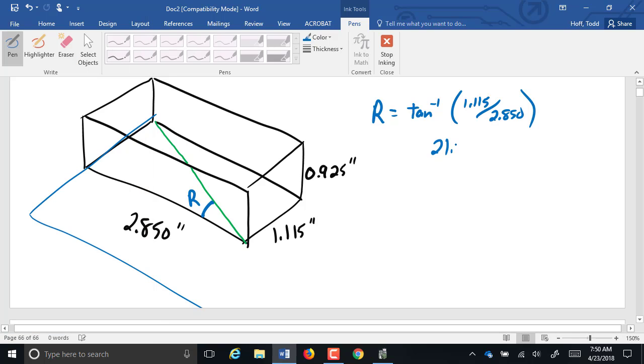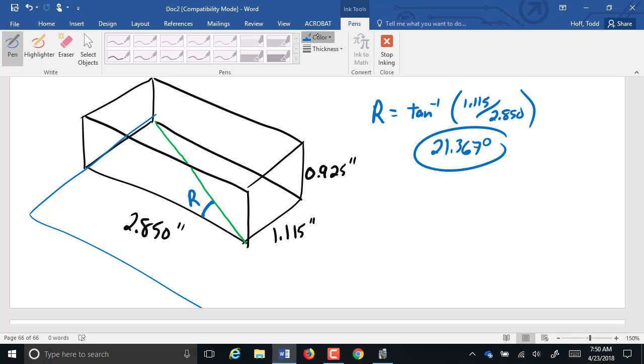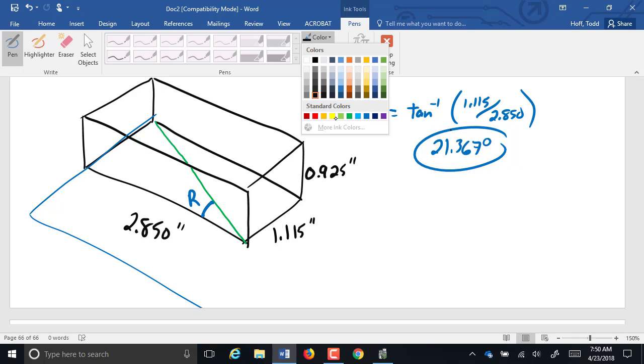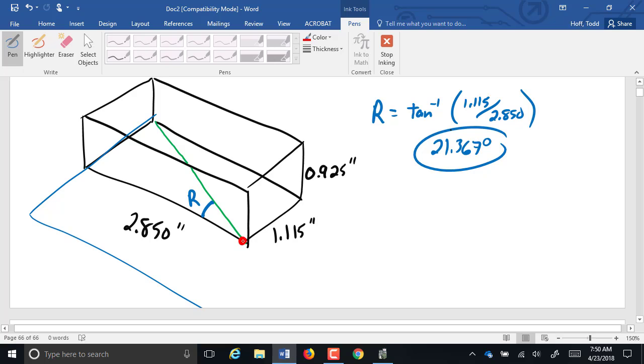(21.367 degrees). So that's how far we have to rotate it. Now our next step, in a block like this, what if I wanted to find the distance corner to corner like that?